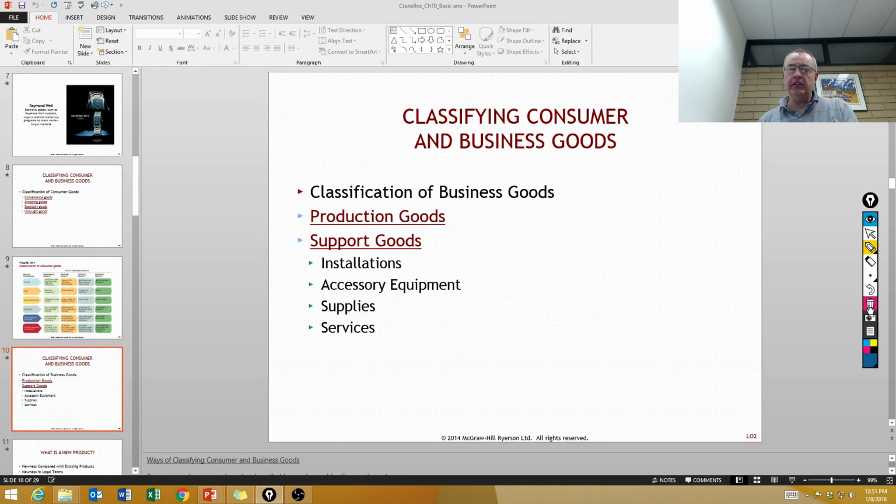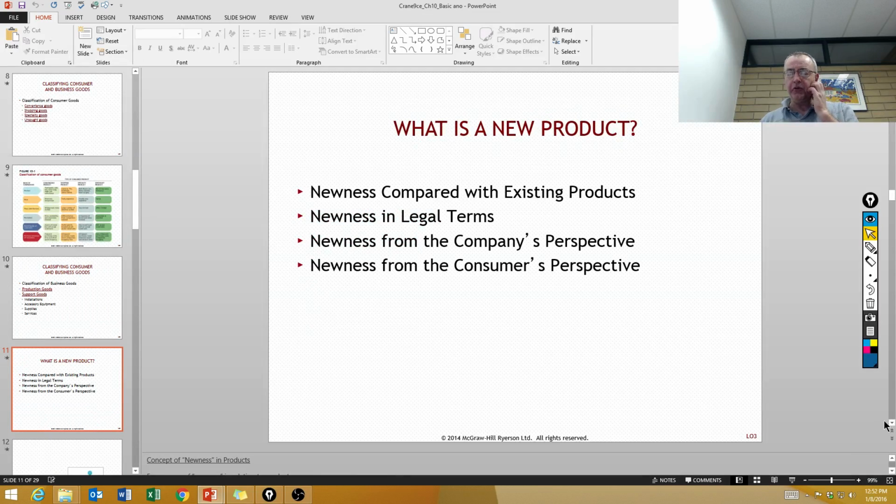Okay, so the next little section deals with different concepts of new. We have four different types of newness, four senses of newness. We have newness in relation to existing products, newness in the legal sense, newness from the company's perspective, and newness from the consumer's perspective.